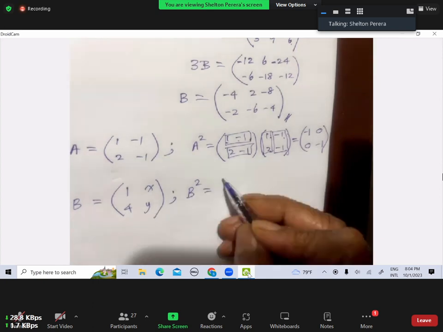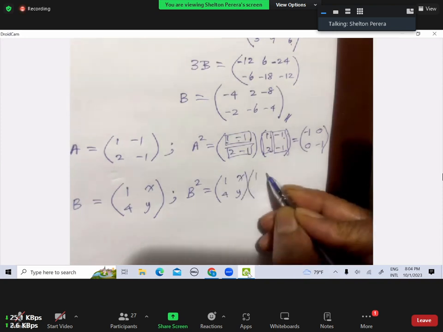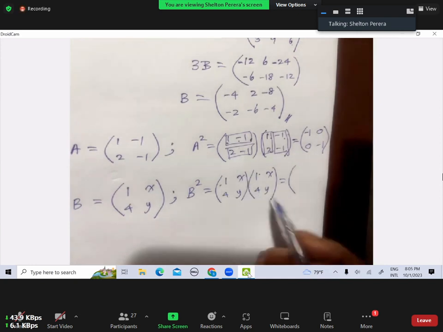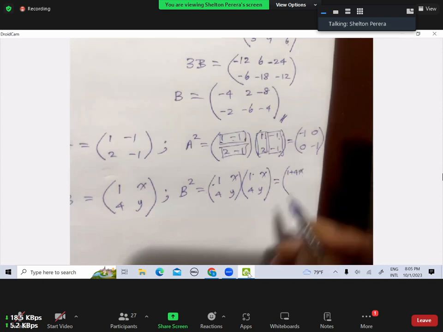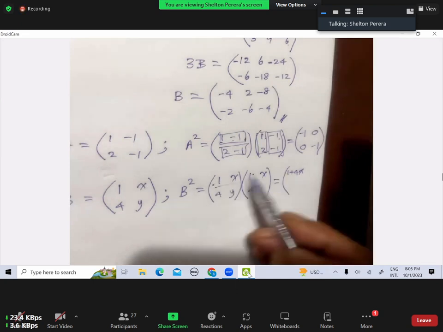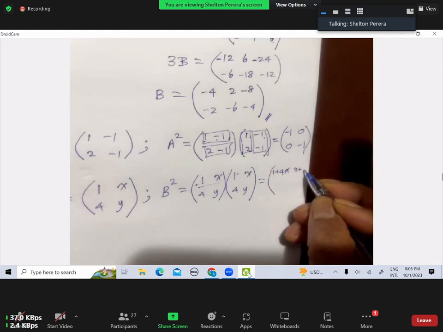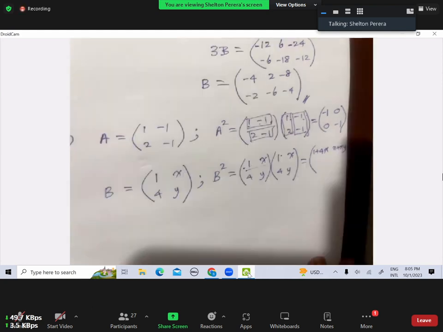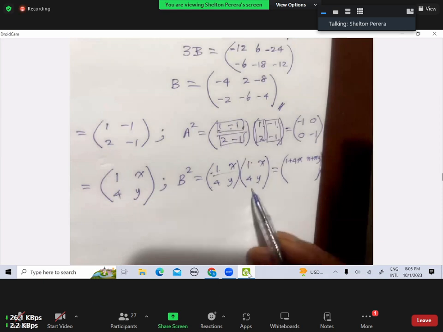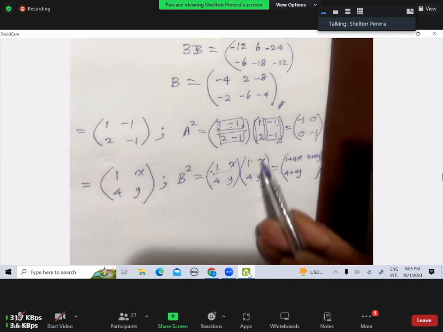B squared. B is this, no? So you have to do it. [1, x; 4, y] times [1, x; 4, y] equals, again 2 by 2, 1 plus 4x there. Then this times this: 1 times x is x, plus xy. Here, x plus xy. Then this times this: 4 plus 4y. What is the last one? 4x plus y squared.